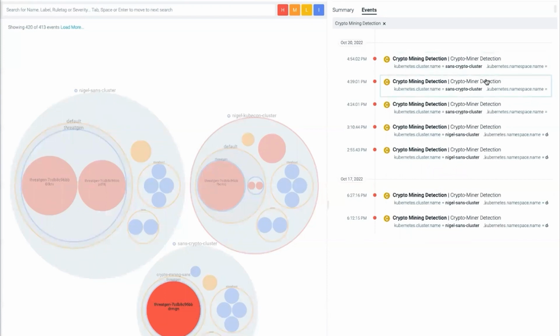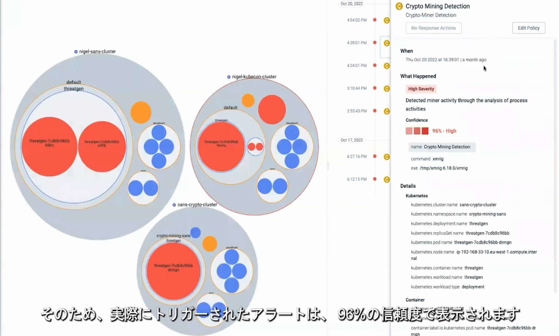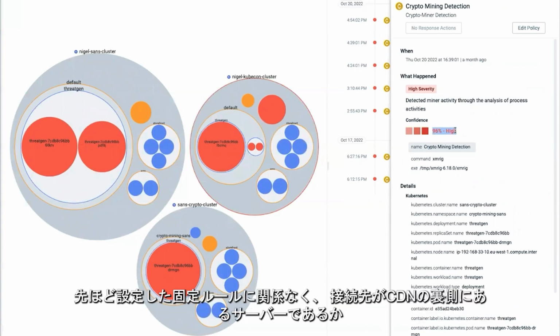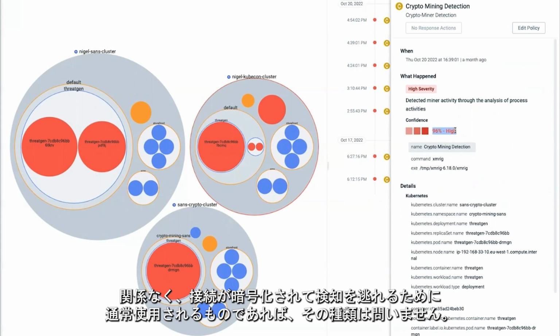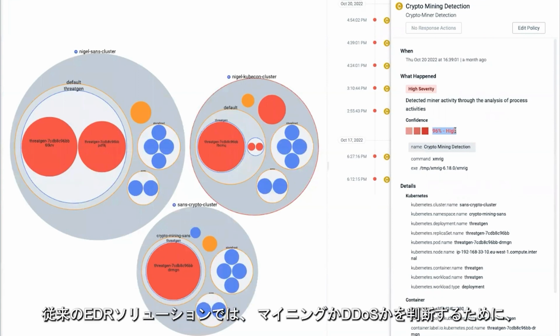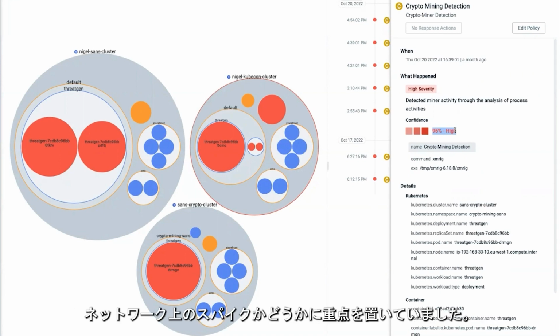So going into the actual triggered alerts, it tells you to 96% confidence, irrespective of those fixed rules you had earlier, irrespective of whether the connection's going out to a server behind a CDN, or connections are encrypted, or whatever it is that they normally use to evade detection, like from a traditional EDR solution that's focused heavily on if there's a spike in network activity to dictate if it's mining or DDoS.